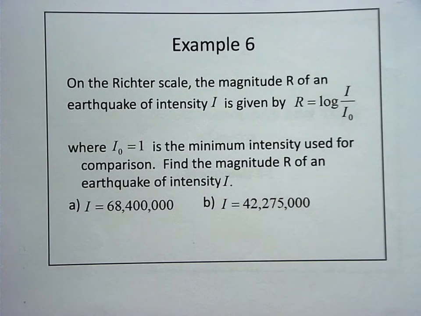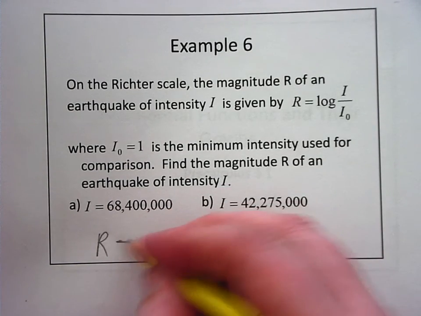Okay. One more. The Richter scale is magnitude of earthquakes. So magnitude R where earthquakes of intensity I is given by R equals log of I over I sub 0, where I sub 0 is equal to 1, that's the minimum intensity used for comparison. So it allows you to compare different earthquakes. Find the magnitude R of an earthquake with intensity of those. So in other words, this one's actually very, very simple.